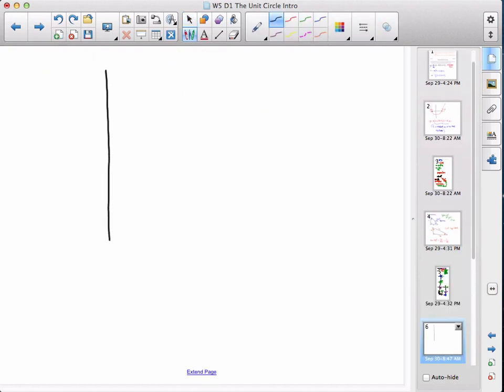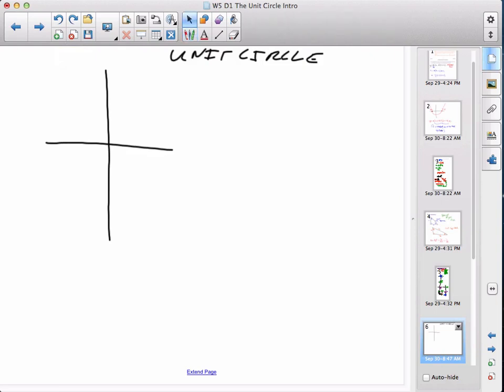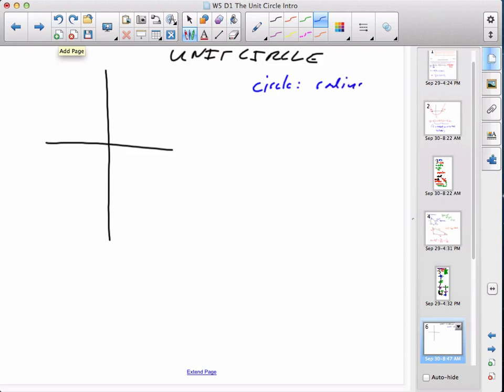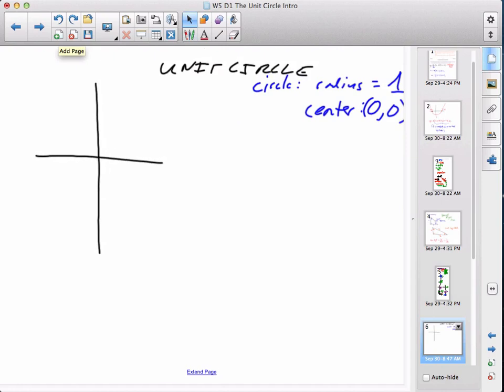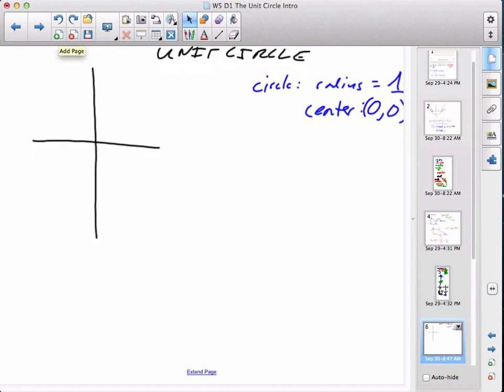Okay. So sketch another Cartesian piece here. And what I want you to do is draw a circle with a radius equals 1, and the center is at the origin. A circle, I'll let you sketch it, then we'll see how close yours is to mine. Okay, a circle with a radius of 1, and the center at 0, 0.